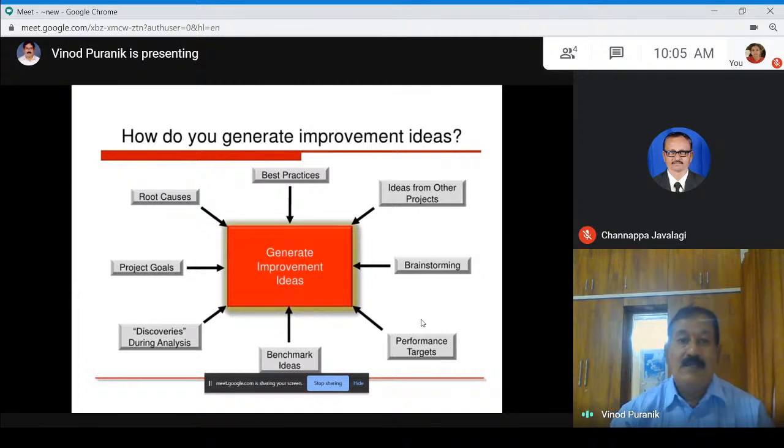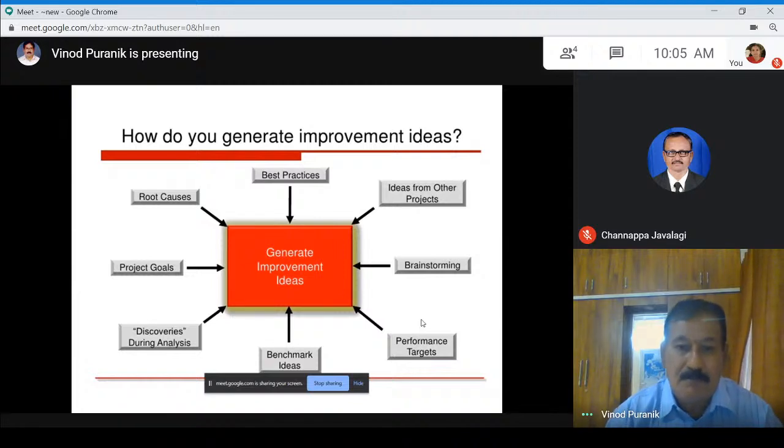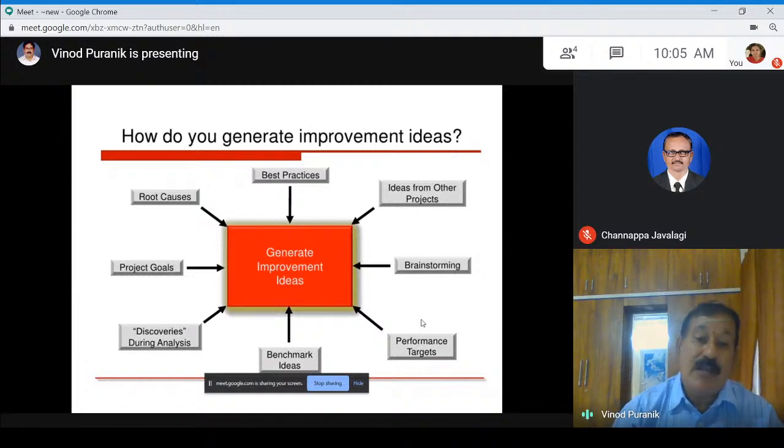Then, it's very important. How do you generate the improvement? This is again a very important thing while implementing projects. Generate the improvement ideas. Of course we have to find out, for any improvement, you have to find out the root causes. Of course, we all know that.